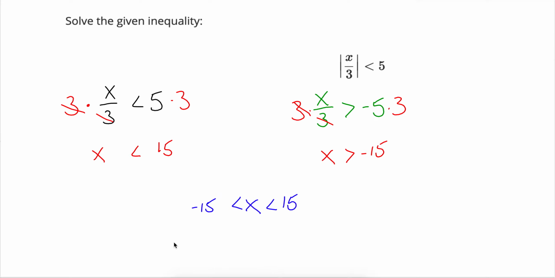Let's see it on the number line one more time. We have negative 15 down here and positive 15 up here. Our first one, x is less than 15, is an open circle going this way. And x is greater than negative 15 is an open circle going this way. Do they share space? Yes, they do, right here in the middle. So we know that we can write it as a compound inequality. And that's it. Hopefully that helped out.